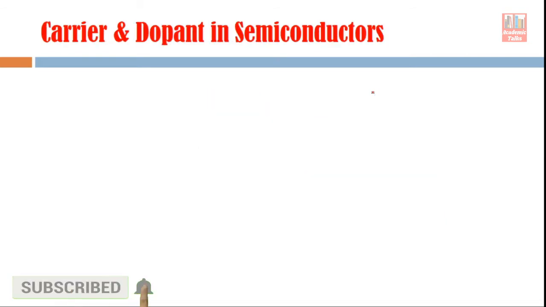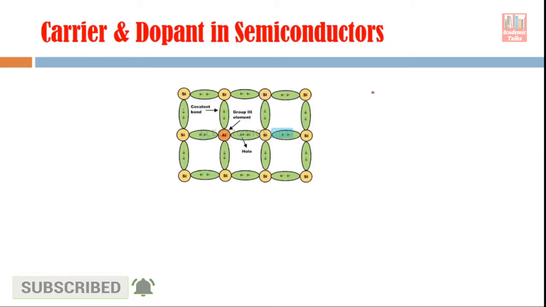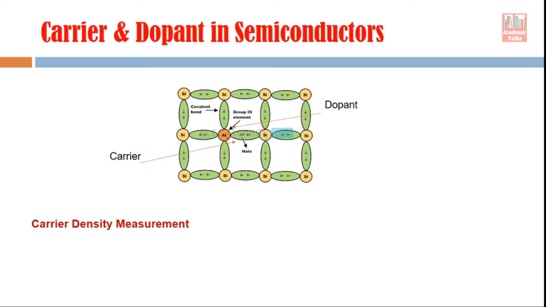You are already familiar with why we are doing this kind of measurement: inside the semiconductor, in order to control its conductivity, we do doping. For example, here in this slide you can see aluminum doping is done. This aluminum is a dopant, and this dopant is introducing a carrier. In the present case, this aluminum dopant is introducing a free hole, and we have to find out the carrier density in the semiconductor, and there are many methods.